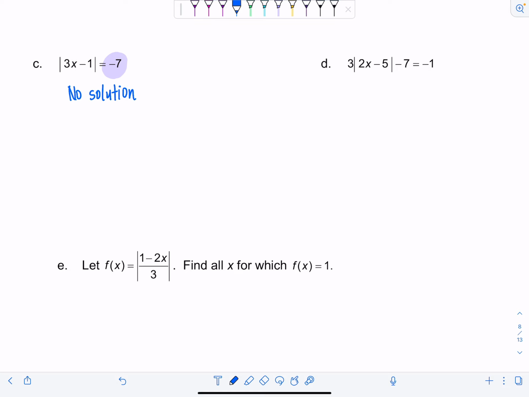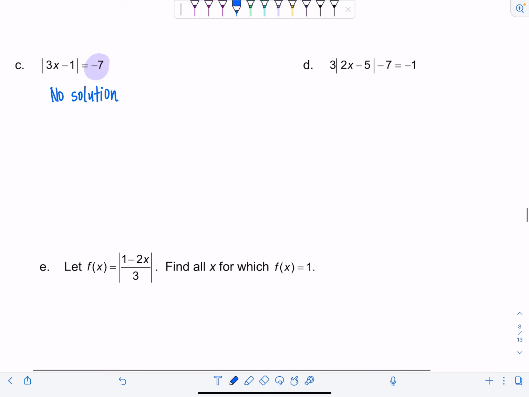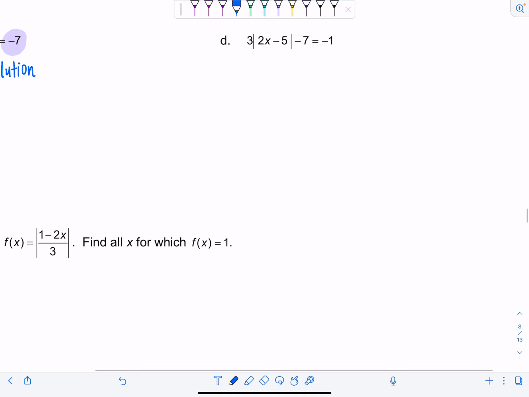Okay, example D. 3 times, that's being multiplied. You see how it's sitting outside the absolute value bars? 3 times the absolute value of 2x minus 5, minus 7 equals negative 1. All right, so to kick things off, we have to isolate the absolute value bars. Don't do anything weird like distribute inside. We want to try to leave alone whatever's inside the absolute value bars.